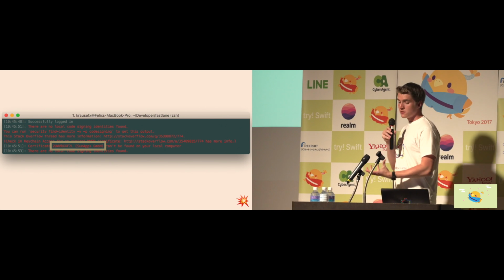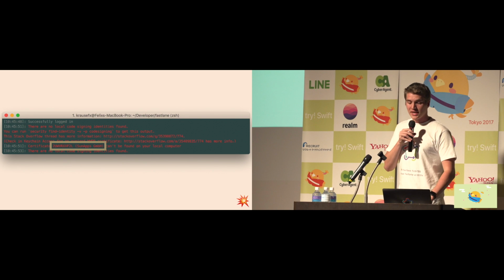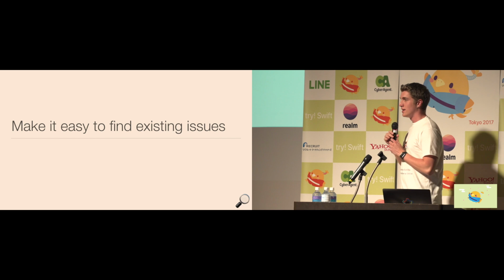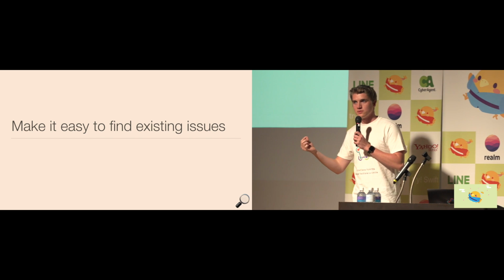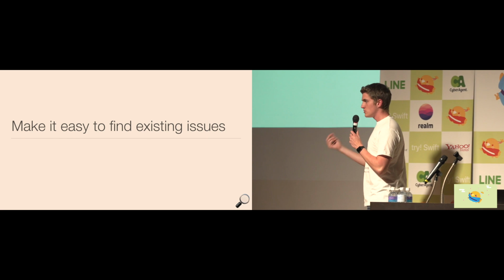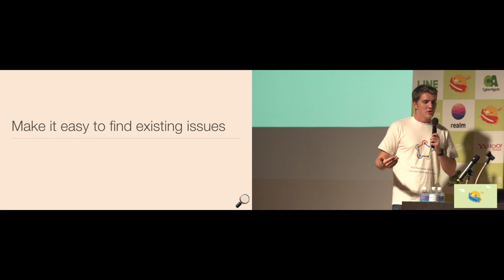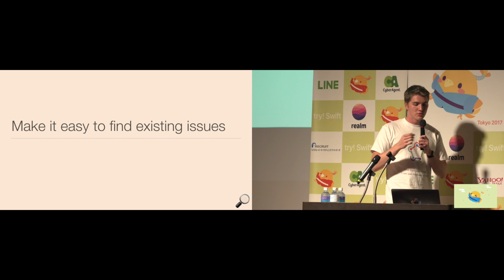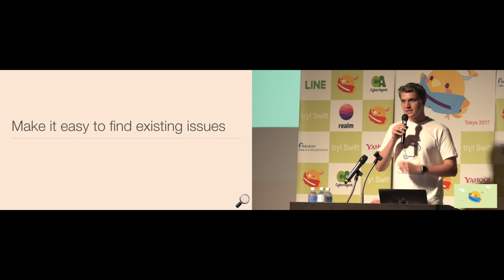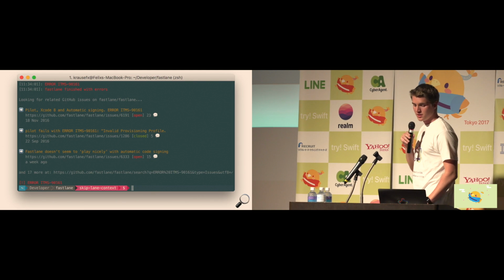And once you have great error messages, the next step is to make it as easy as possible to find similar existing issues. So when you receive a cryptic error message, what is the first thing you do? You usually search for the error message on GitHub or on Google. So you as a project maintainer should make it as easy as possible to do so. Ideally, the user sees all relevant discussion right when the error happens.